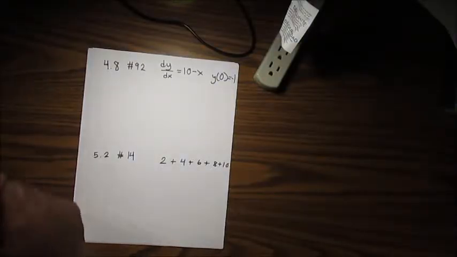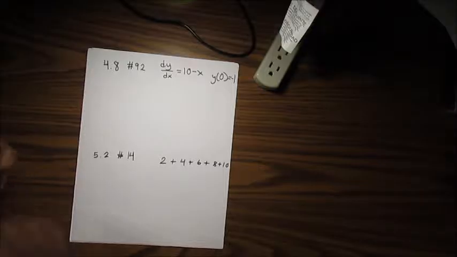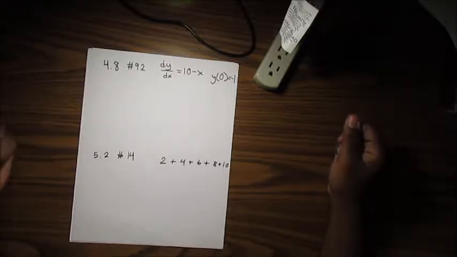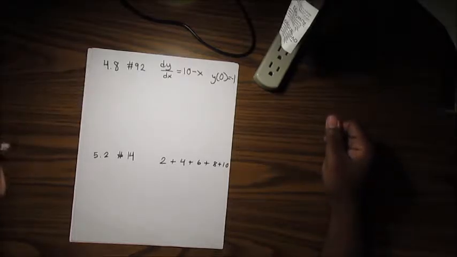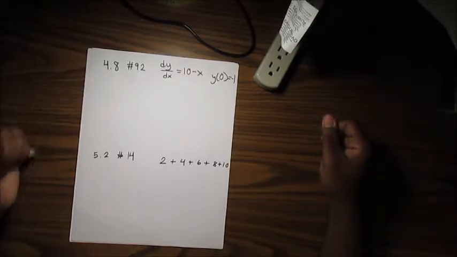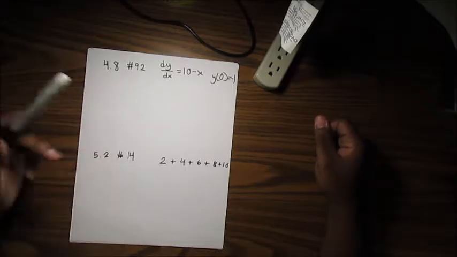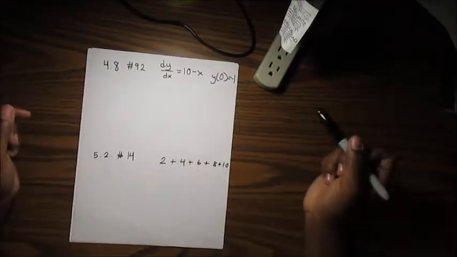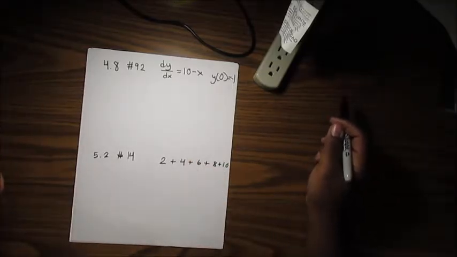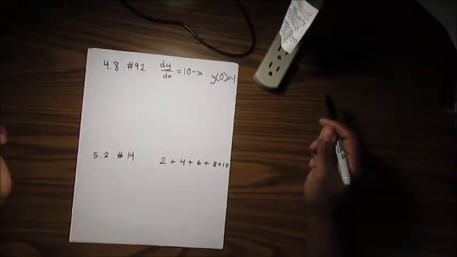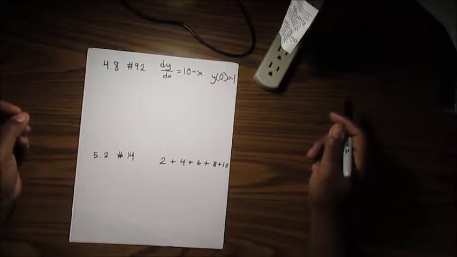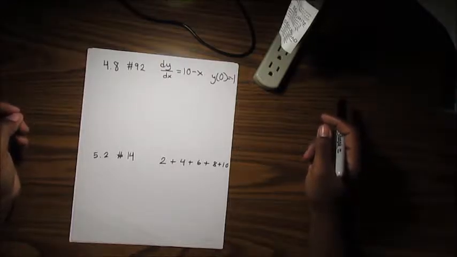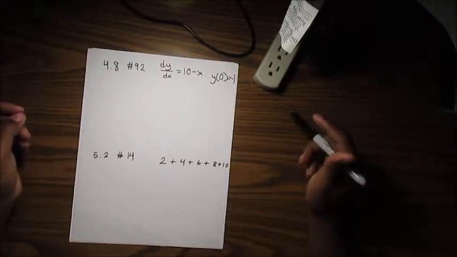Alright, for this video assignment for our seminar class, we are to evaluate these two problems. The first problem is from Chapter 4, Lesson 8, practice problem number 92. We're given the derivative of y with respect to x equaling 10 minus x, and they're giving us an initial value of y of 0 equaling negative 1.